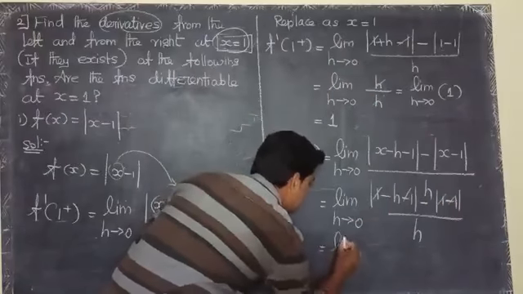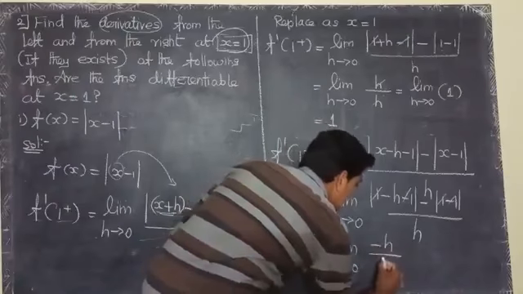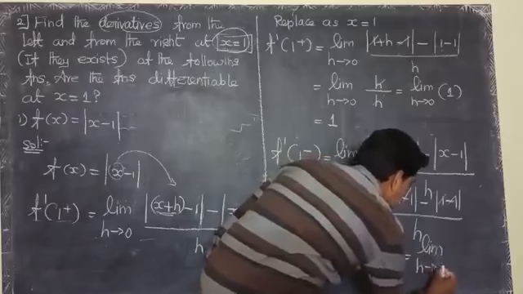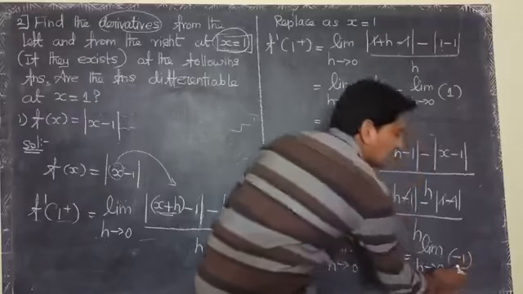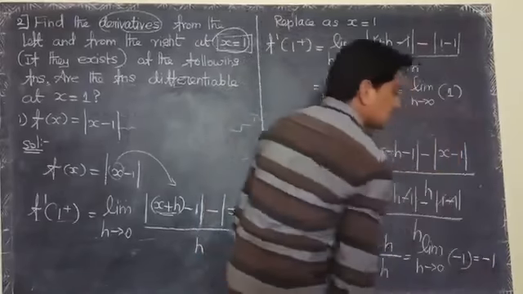That is, the limit as h approaches 0 of minus h divided by h, which is equal to the limit as h approaches 0 of minus 1. This is the constant function. Replace h equal to 0 in the given function, which is equal to minus 1.